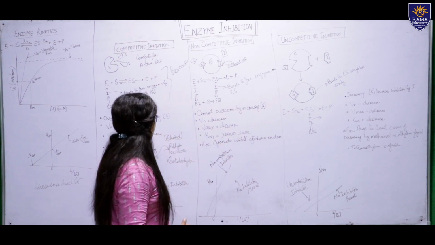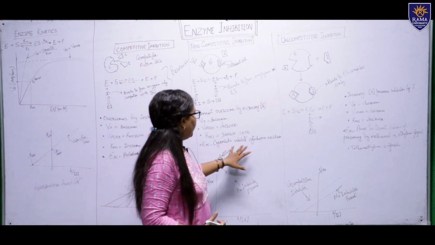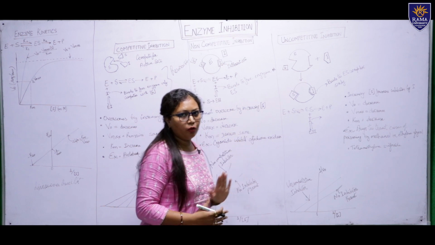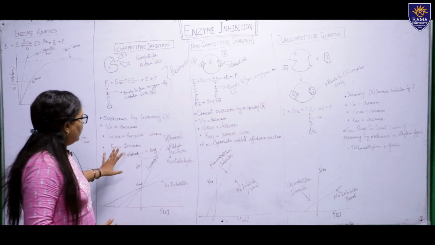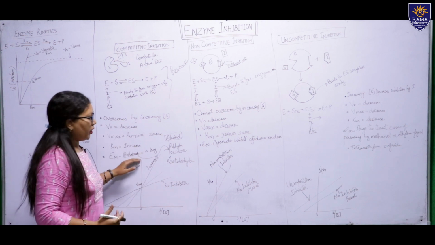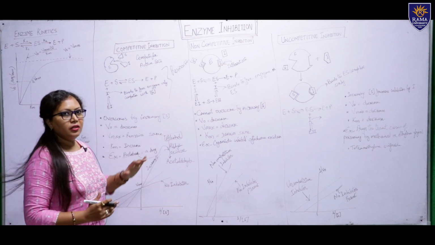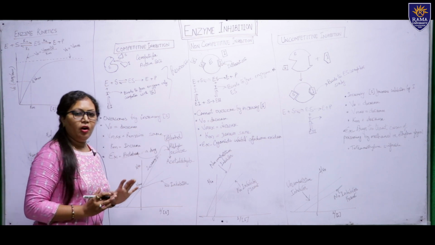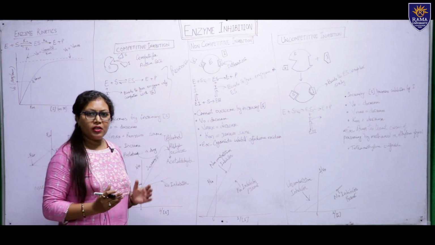A very good example of non-competitive inhibition is cyanide, which inhibits the enzyme cytochrome oxidase. And in the case of competitive inhibition, a very good example was a drug named antabuse. What happens if some person is alcoholic? An alcoholic person has an addiction towards alcohol.